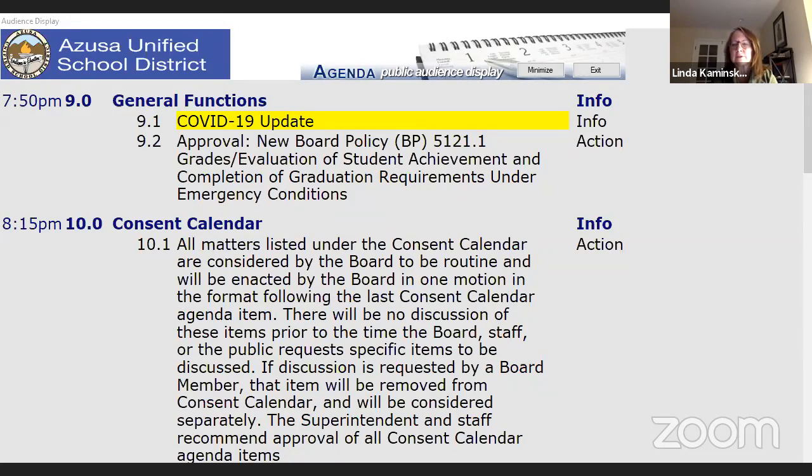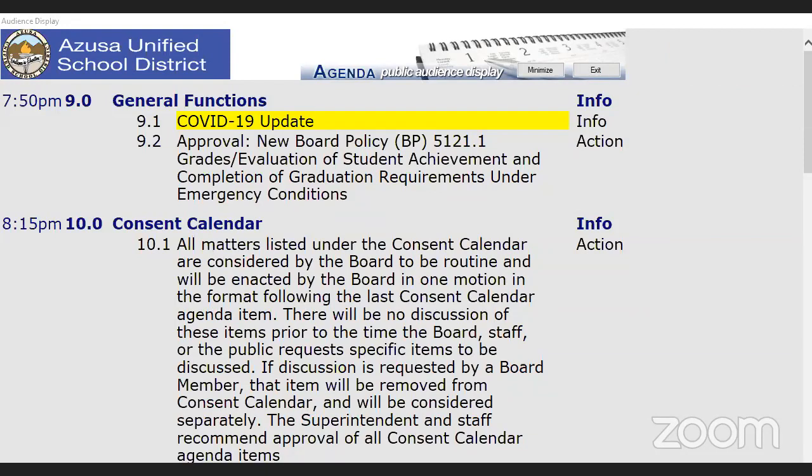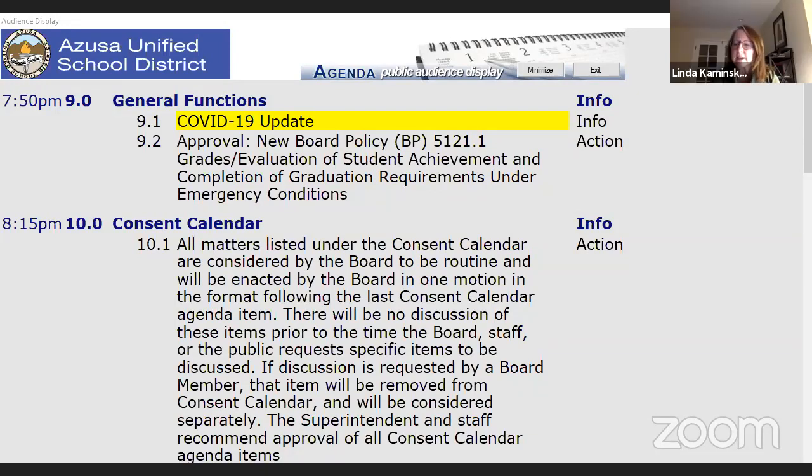How is it working with our students, our staff, our families? And so I'm going to invite each of them to come up and speak a little bit about what they're seeing. And then I'll ask the cabinet members to talk a little bit about some of the updates that they want to share with you too.